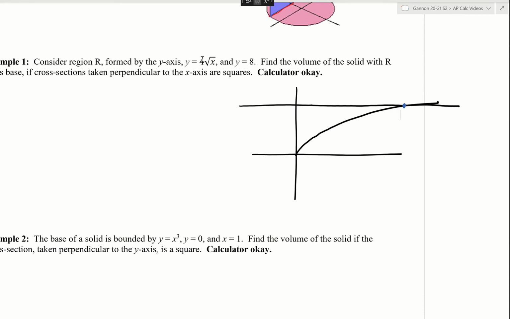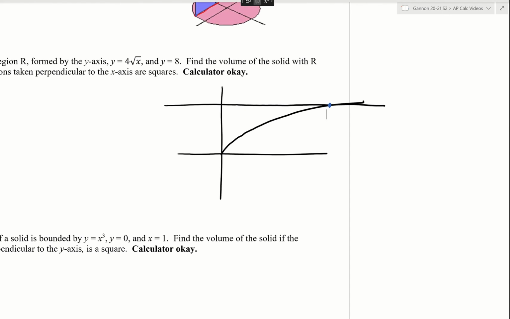So, you can do that by setting these two equations equal to each other. That's one way to look at it. So if we said that 4 root x is equal to 8, then root x is equal to 2. And if we square both sides, x equals 4. So that just gives you that this point is at (4, 8).